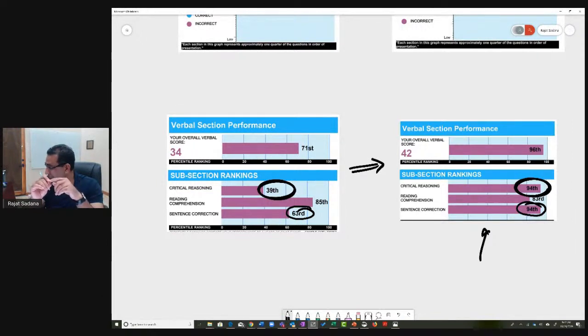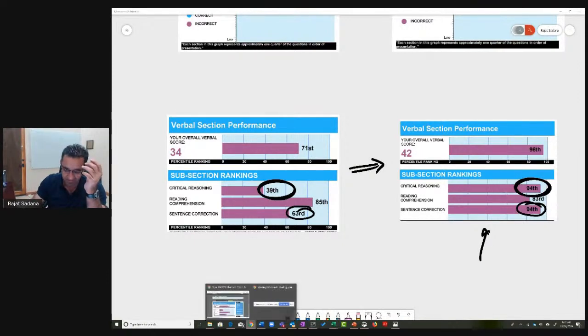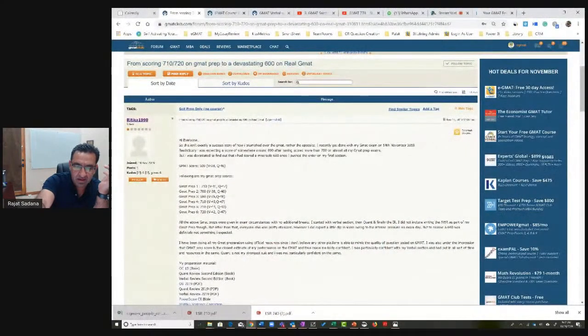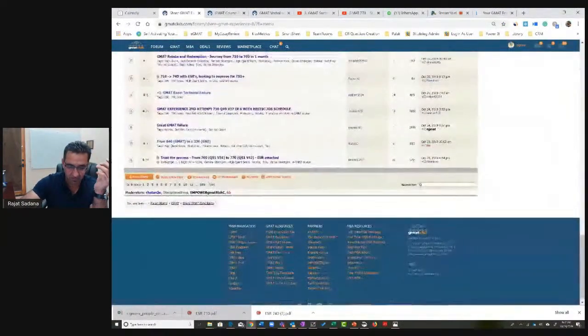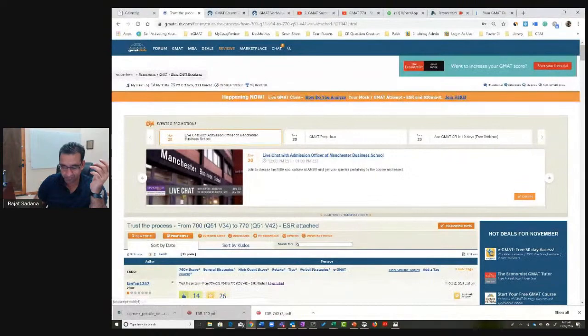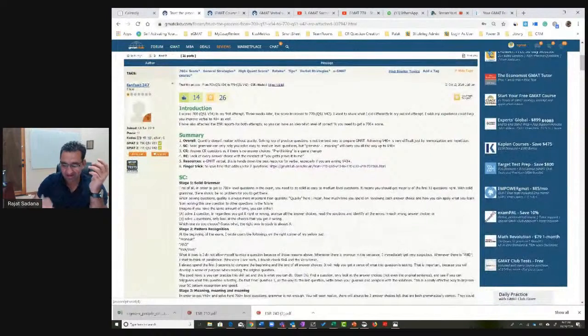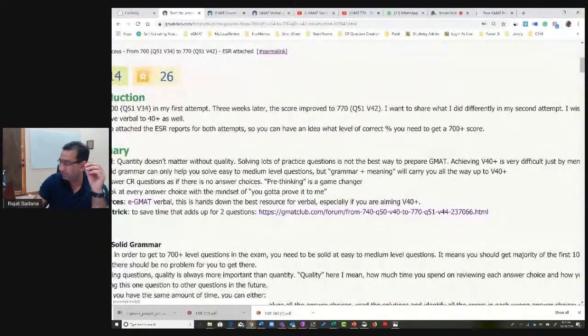3 weeks. 3 weeks was all that it took. In fact, if you go over here, this is the one that I shared where someone was blaming timing. But if you go to the bottom of the page, you can really see this improvement took 3 weeks. 3 weeks later, the score improved to 770. The reason it took 3 weeks was because he precisely knew where to focus his energy.